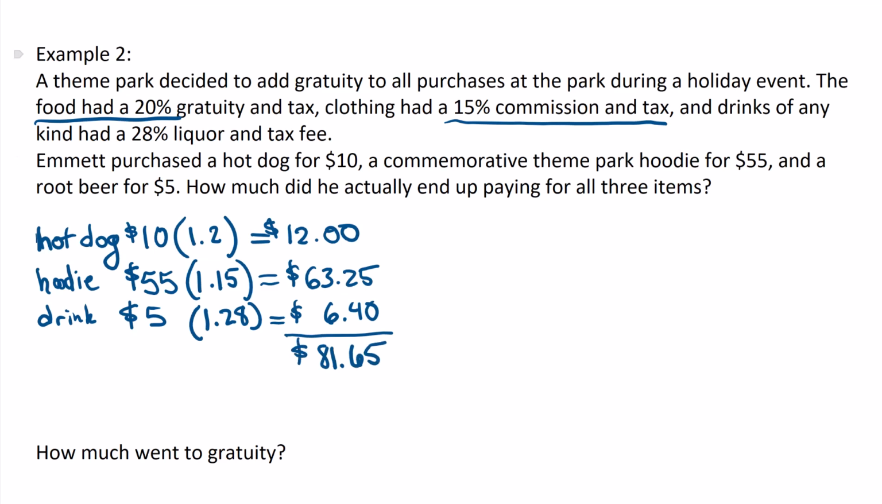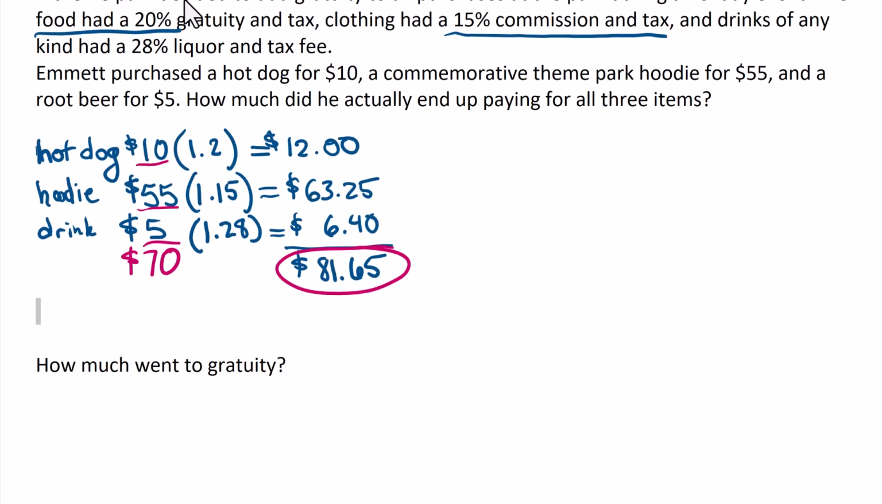If I added up just the original items, 10 plus 55 is 65, plus 5 is 70. Emmett probably was expecting to pay $70, but with gratuity, it ended up being $81.65. So how much went to gratuity? Well, we would subtract the $70 from the $81.65, which would give us the difference, which is how much went to gratuity. So that is $11.65.